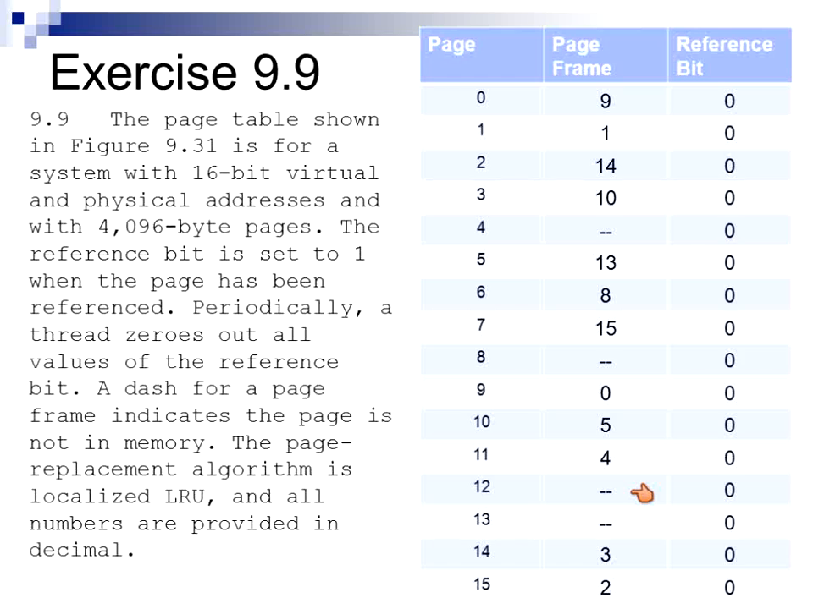The page replacement algorithm is a localized LRU, least recently used, and all the numbers here are provided in decimal. Okay, so that gives you the setup for this problem.